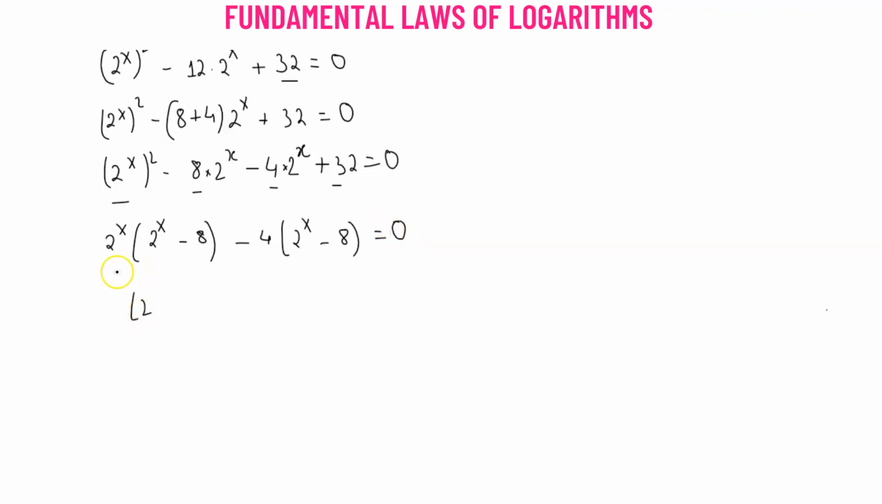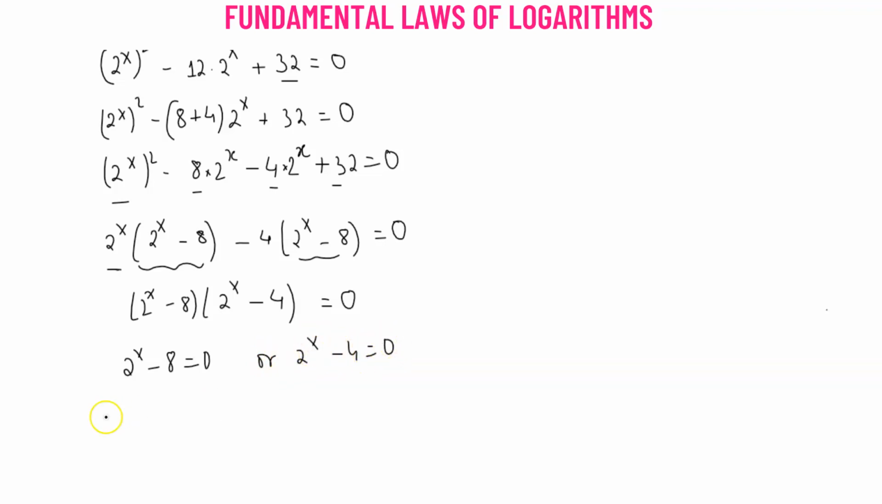So this gives us, we have now two terms, and in the two terms, this is the common factor. So we have 2 raised to the power of x minus 8. From the first term, we are left with 2 raised to the power of x, and from the second term, we are left with negative 4. So the product of these two numbers is 0. That means either of them must be equal to 0. Now we have 2 raised to the power of x equal to 8, and 2 raised to the power of x equal to 4.